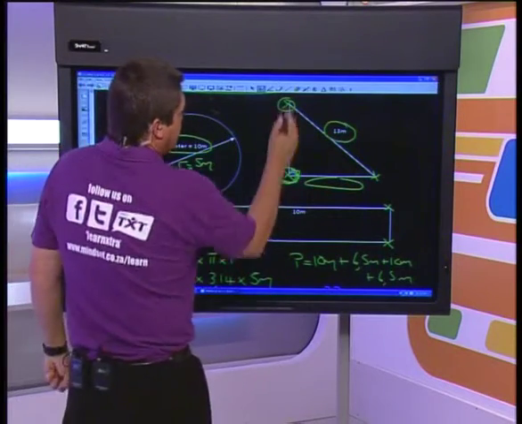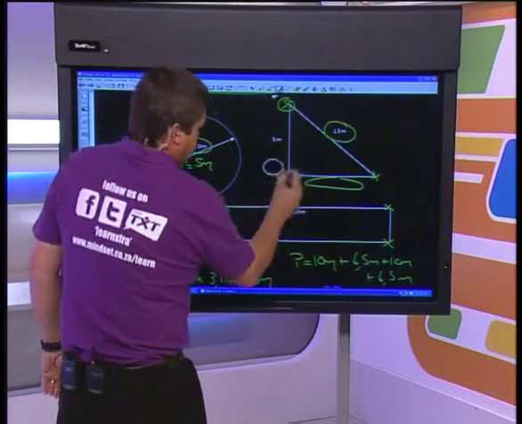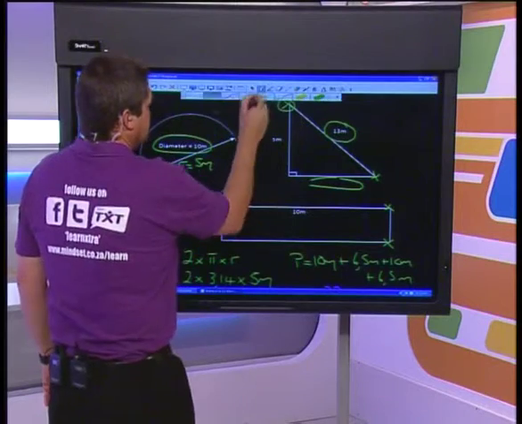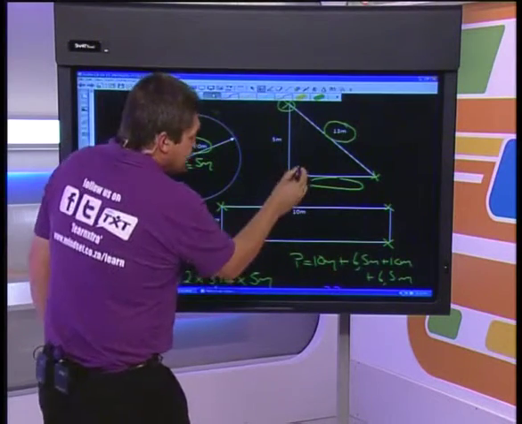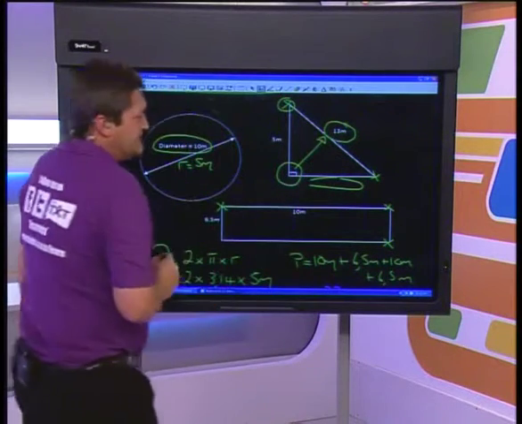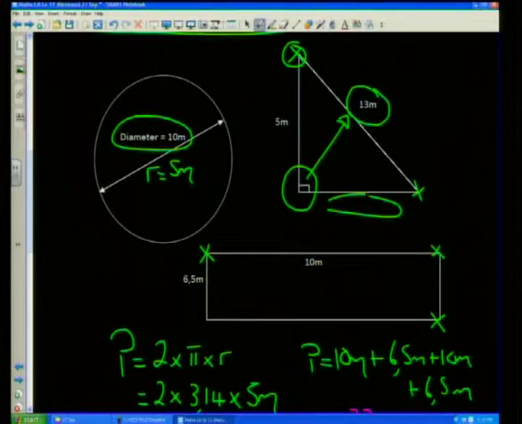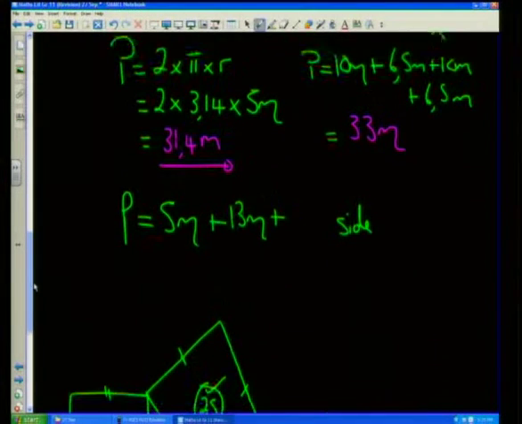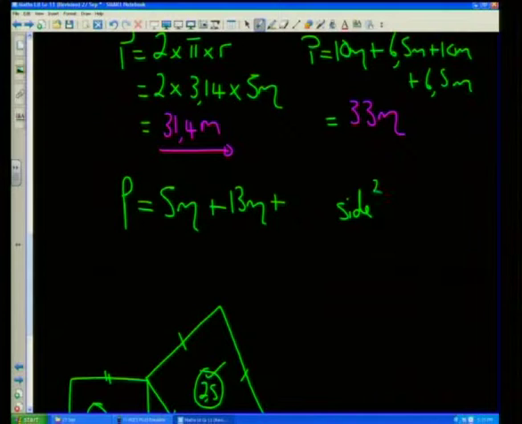Let's get rid of this. I've drawn so much all over the place, you can't even see the 90-degree angle anymore. So here's my 90-degree angle. The side opposite that is the 13. So that's my long side, and I'm trying to find a short side. So I'm going to say the side squared is equal to 13 squared minus 5 squared. So it's the big square minus the little square.